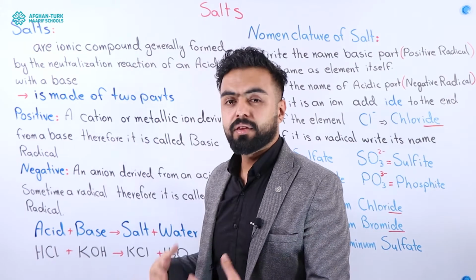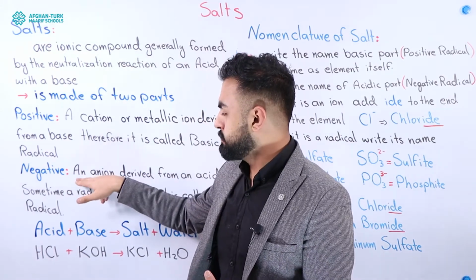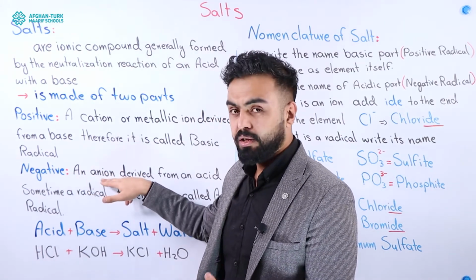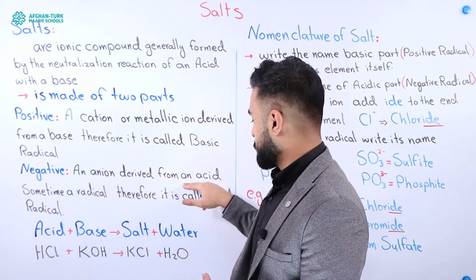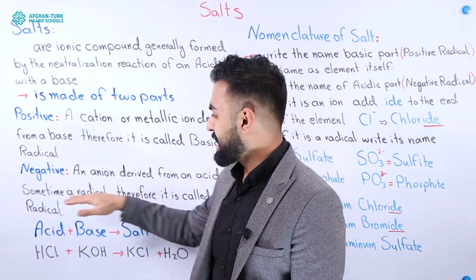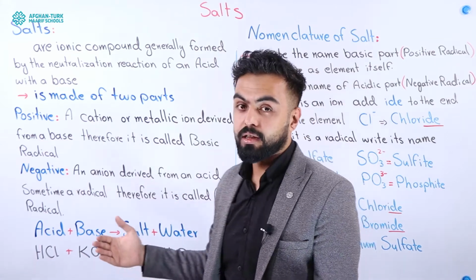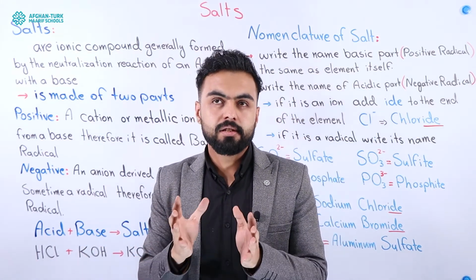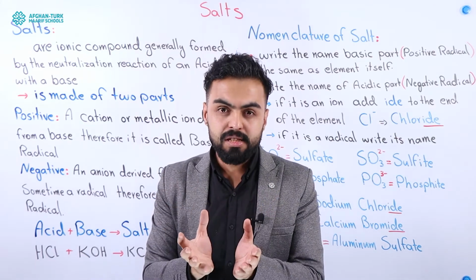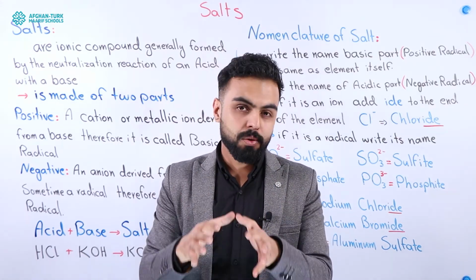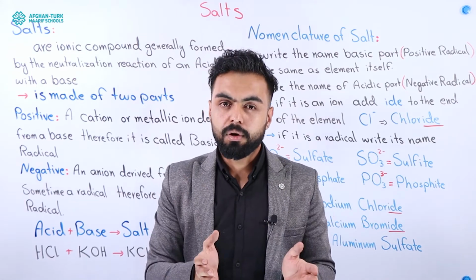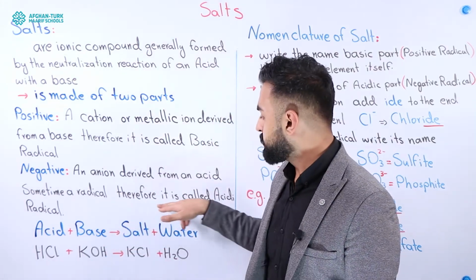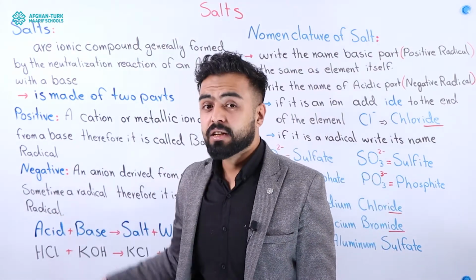And here we have the negative part. The negative part is an anion derived from an acid, sometimes a radical. It can be an anion, or simply we say an element or a group of elements. So an anion or a radical, therefore it is called the acidic radical.